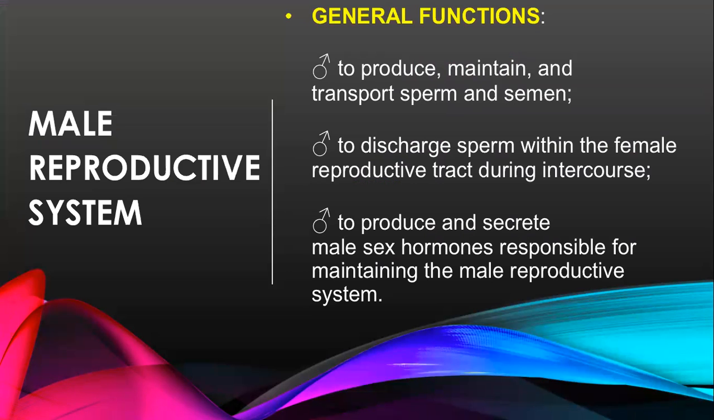Let's begin with the male reproductive system. The general functions of the male reproductive system include to produce, maintain, and transport sperm and semen, to discharge sperm within the female reproductive tract during intercourse, and to produce and secrete male sex hormones responsible for maintaining the male reproductive system.